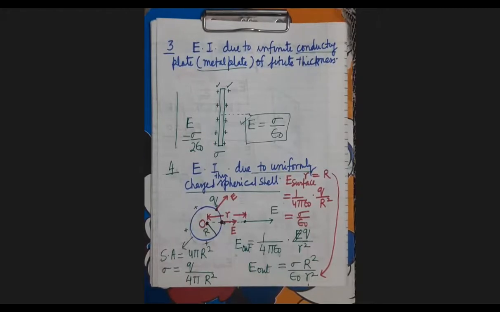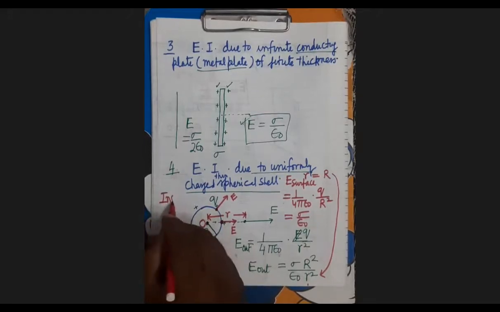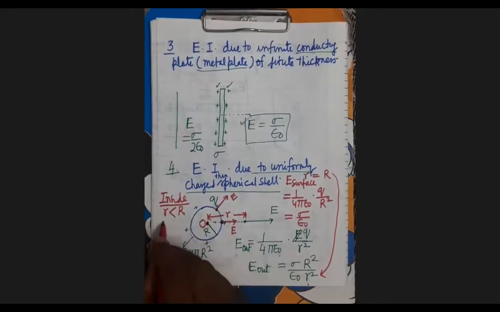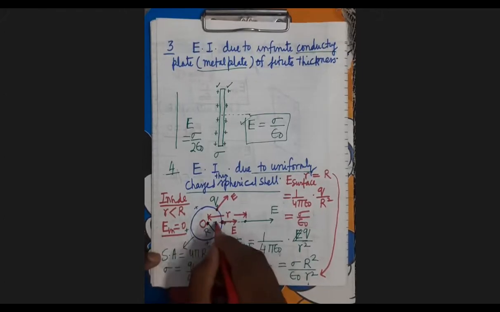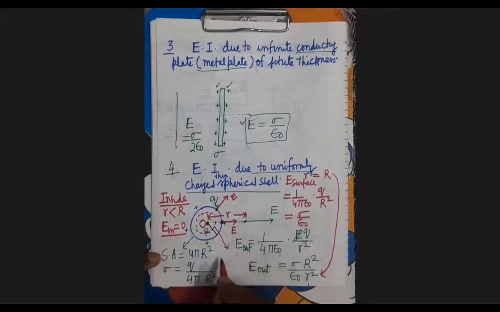Now see here, what will be E at any inside point? For an inside point, small r will be less than capital R, and then E at the inside point will be 0. It's clear? Because the Gaussian surface for an inside point does not include any charge. This is the Gaussian surface for the inside point. It is not including any charge. Therefore, electric intensity will be 0. So this is due to a uniformly charged thin spherical cell.